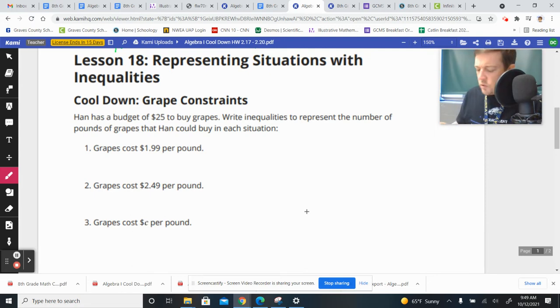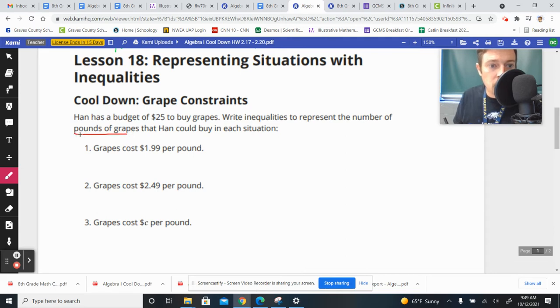We're looking at these constraints for this grape problem that we're working with. Han has a budget of 25 bucks, which means that he can spend all of it, or none of it, or somewhere in between. So he's got to stay there or under to buy grapes. We're writing inequalities to represent the number of pounds of grapes that he could buy in each situation.